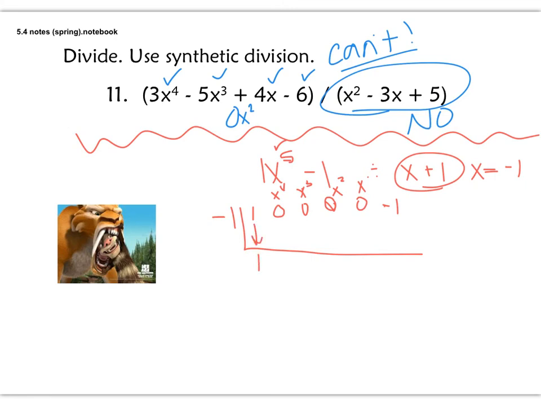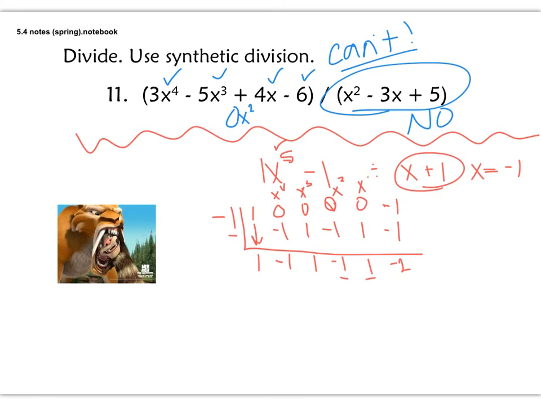Drop that down. So negative 1 times 1 is negative 1. That is 0 minus 1 is negative 1. Negative 1 times negative 1 is 1. 0 plus 1 is 1. It's not very exciting math. Negative 1 times 1, negative 1. And then we add 0 and negative 1 is negative 1. Multiply negative 1 and negative 1 is a positive 1. 0 plus 1 is 1. And then negative 1 times 1 is negative 1. Negative 1 plus negative 1, ooh, there's good math. Negative 2, my numbers finally changed.